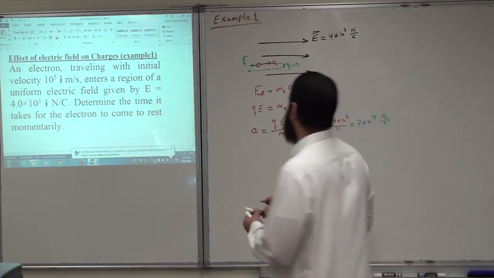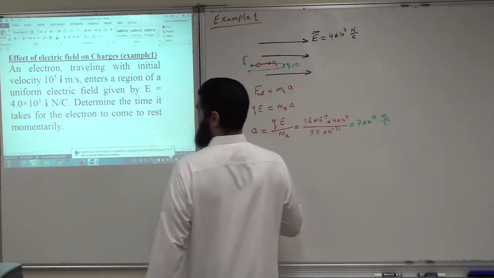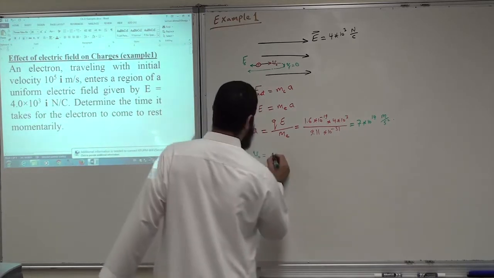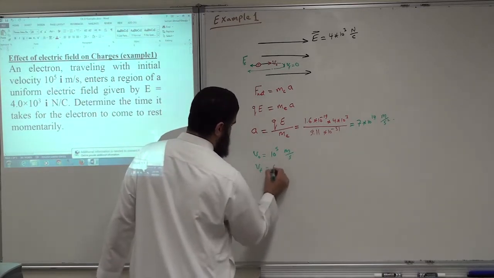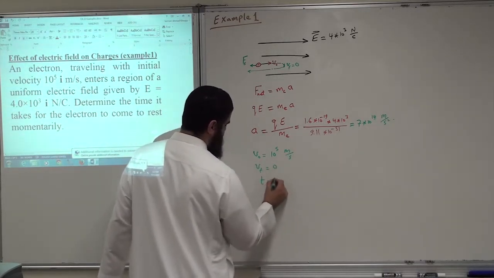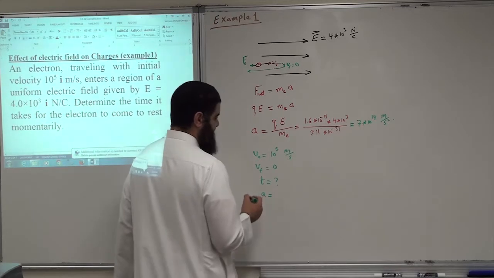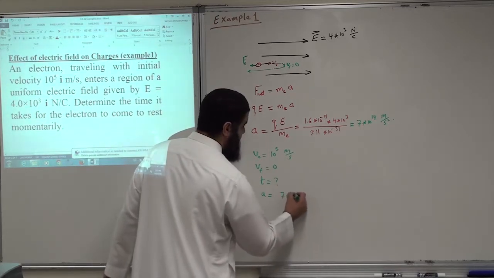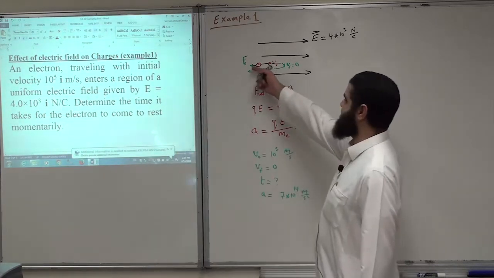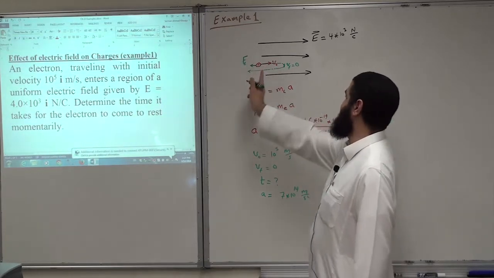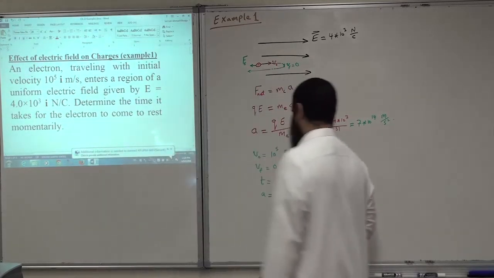Okay, if we know the acceleration, we know V0. V0 is 10 to the power 5 meters per second. V final, it will stop, so V final is 0. He's asking for the time, and he gave you the acceleration, which we have just calculated: 7 times 10 to the power 14 meters per second squared. But notice one thing, this acceleration is to the left, so it is deceleration. And the initial velocity is to the right, so the acceleration is negative because it is deceleration.